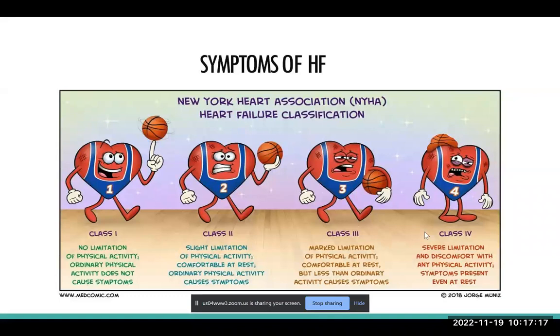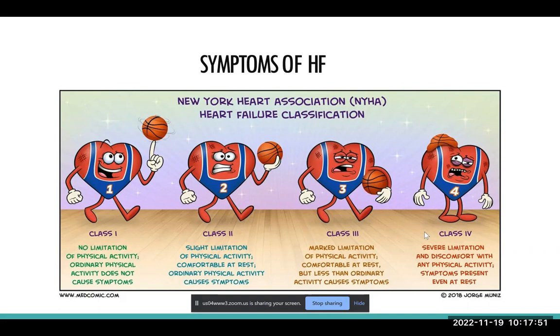If we talk about the symptoms of heart failure, we have the well-known NYHA classification, and this classification will serve us well. Putting the symptoms of the patient into grades will let you know how severe the disease is, will let you know the prognosis of this patient, and will let you know what medication you should use for such a patient.